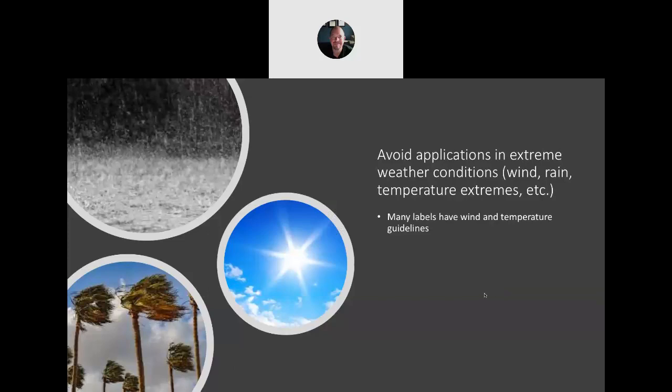So windy conditions, rainy, temperature extremes, and if you read the labeling, like I said, getting back to reading, determining the right product and the right use area and everything. Additionally, you're going to see that many labels will have different environmental restrictions on them for where and how you can use them. And I'm seeing more and more wind and temperature guidelines. This is especially true with herbicides because you want to avoid drift as much as possible.